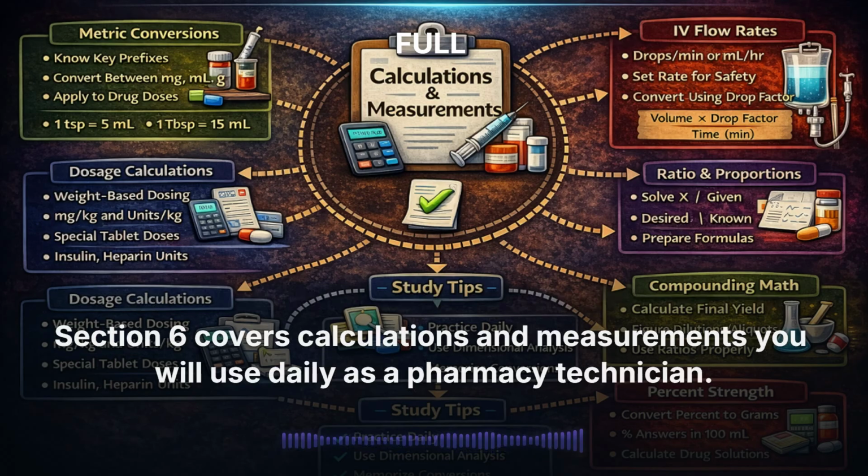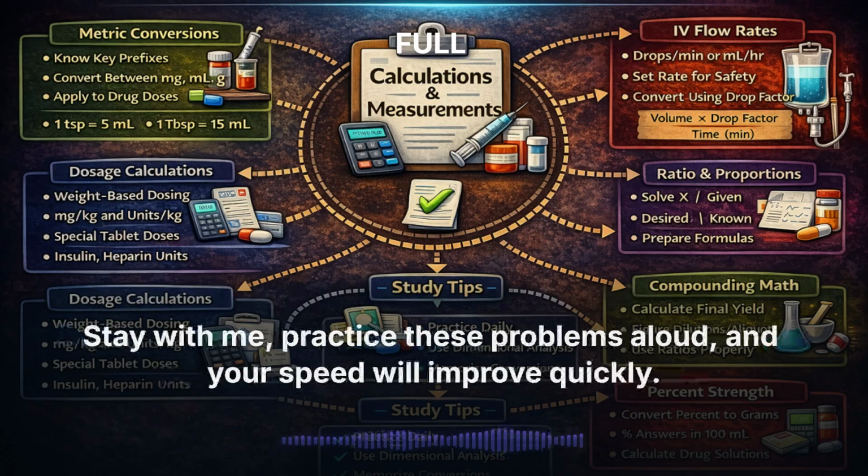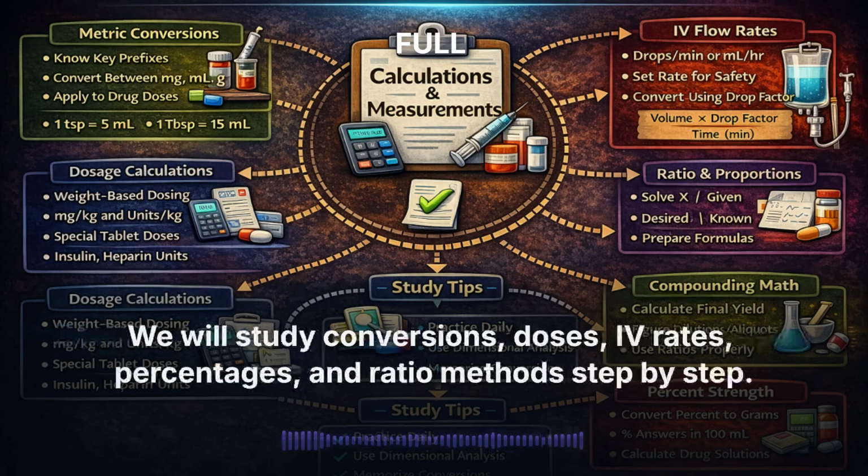Section 6 covers calculations and measurements you will use daily as a pharmacy technician. Stay with me, practice these problems aloud, and your speed will improve quickly. We will study conversions, doses, IV rates, percentages, and ratio methods step by step.